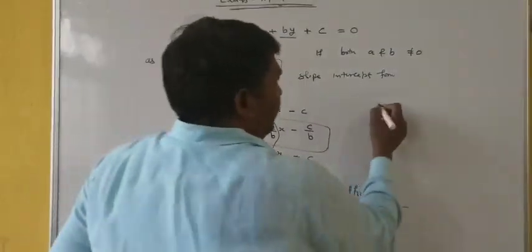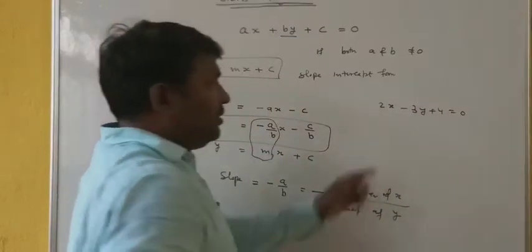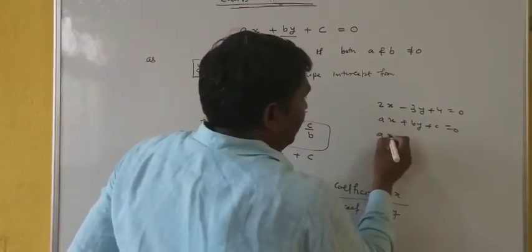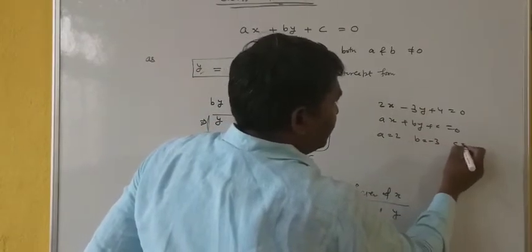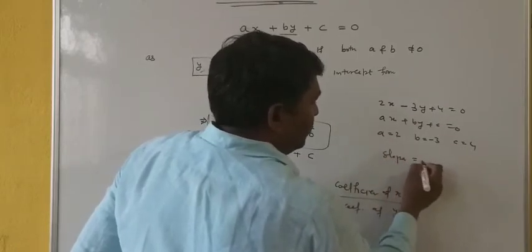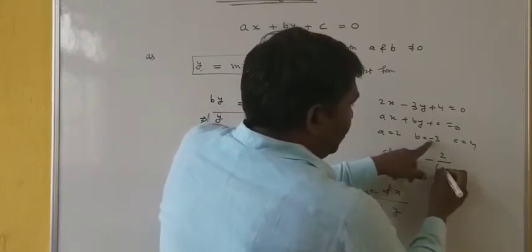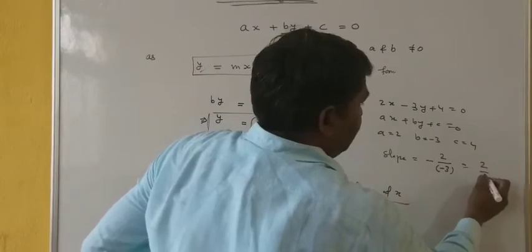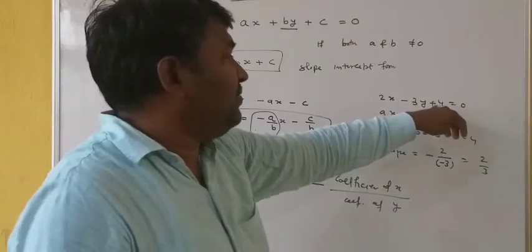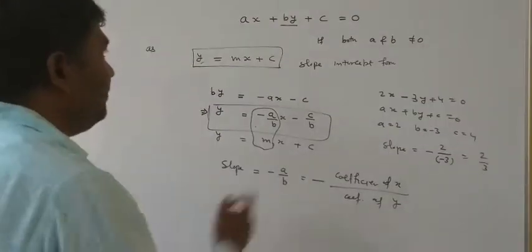For example, if you are given 2x minus 3y plus 4 is equal to 0, this is a general equation like ax plus by plus c is equal to 0. So the value of a is 2, the value of b is minus 3, the value of c is 4. Therefore, what is the slope of this line? Obviously, slope is equal to minus coefficient of x, that is a, upon coefficient of y, that is minus 3. So its slope will be 2 by 3. Simply, if a general equation of a straight line is given, you can calculate the slope of that line by using this formula.